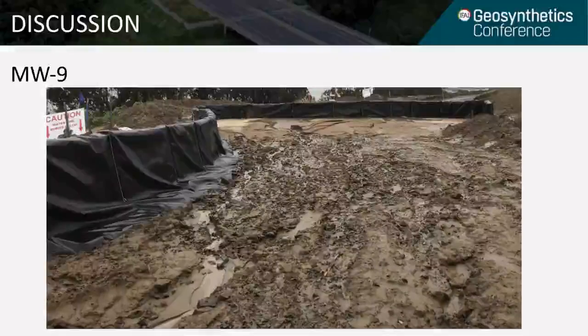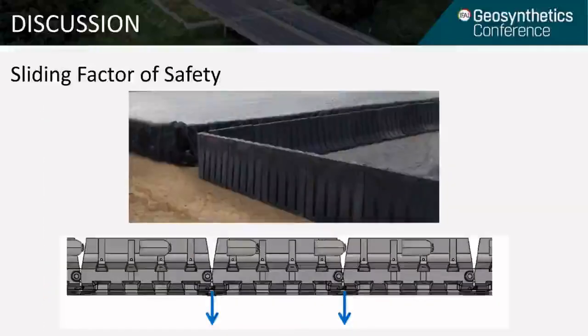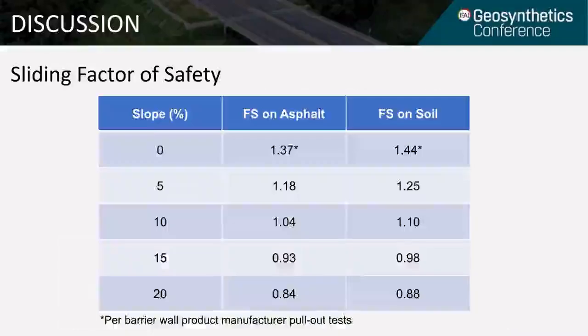From the case study, we found that sliding is likely to be the most common failure method if the barrier walls are not properly anchored on steep slopes, so we performed a retaining wall analysis to calculate the sliding factor of safety for varying slope grades. As you can see from our results, the sliding factor of safety decreases with increasing slope grade, is greater for soil compared to asphalt, and approaches 1 at a slope grade of 10%, which aligns with our field observations.